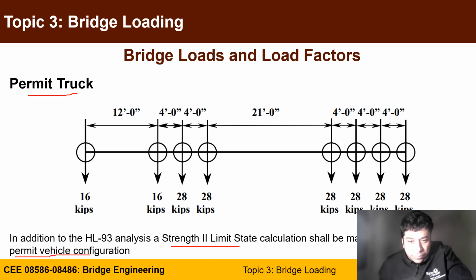This is a vehicle configuration from New Jersey. You'll have a front wheel of 16 kip and a distance of 12, and 3 axle loads of 16, 28, 28, spaced at 4 feet, another distance of 21, and 28 kip, 4 axles spaced at 4 feet.